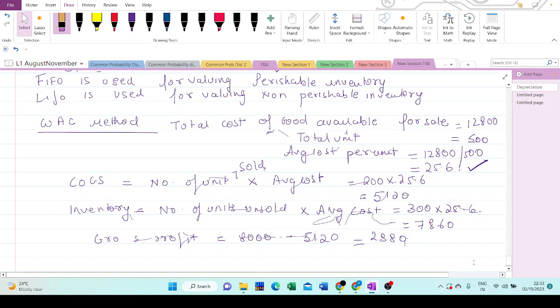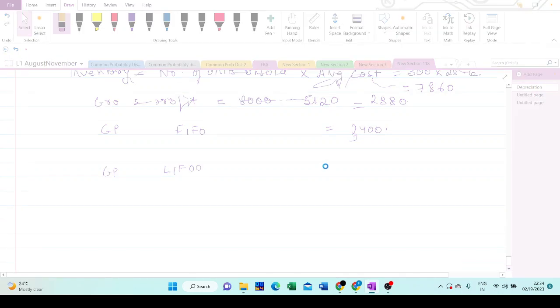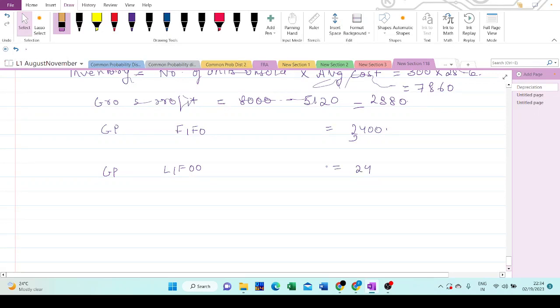Now guys, tell me what was the gross profit under FIFO? 3400. What was the gross profit under LIFO? 2400. In FIFO it was 3400, in LIFO it was 2400, and in the weighted average cost method gross profit is 2880.